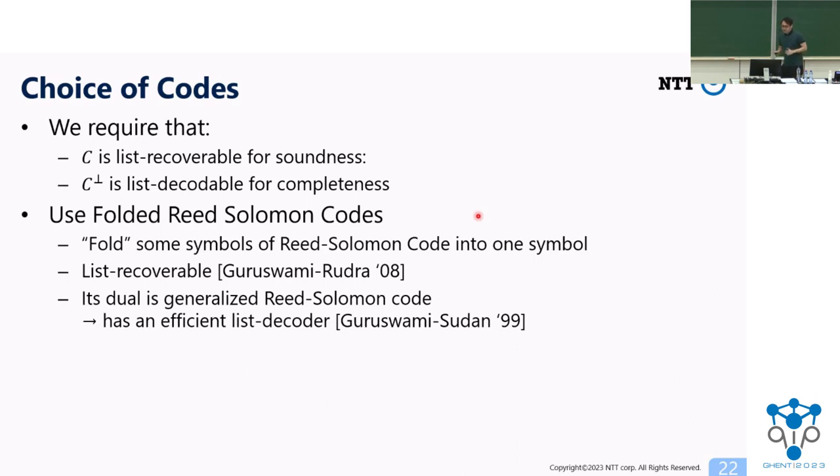And so, if we choose C to be folded Reed-Solomon code, then we can satisfy both. And of course, in the actual proof, we have to carefully choose the parameters. But simply speaking, we can use this code.